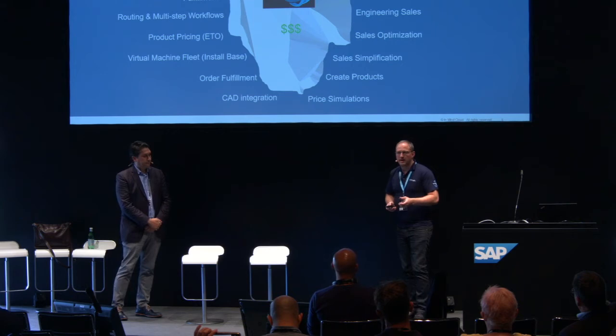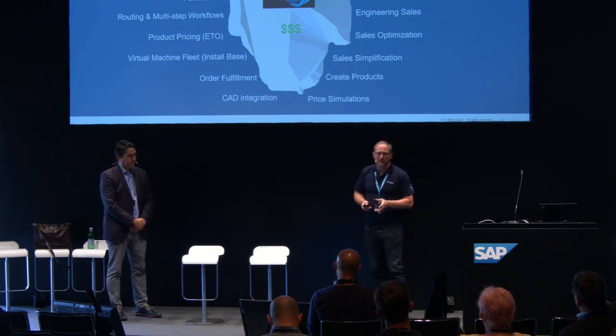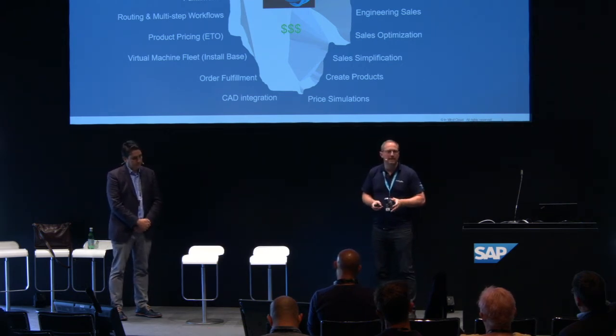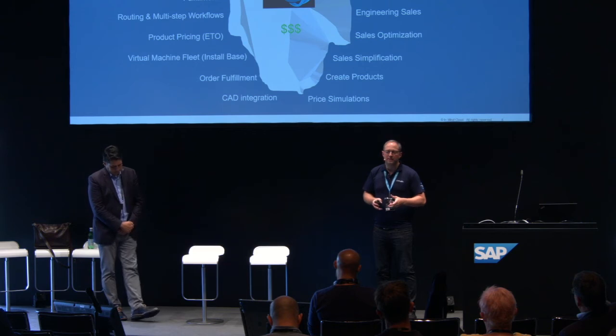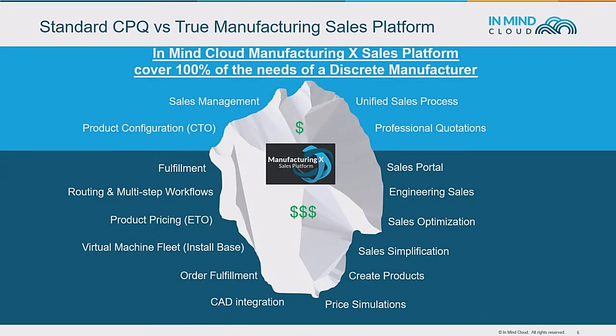So looking again at this, I think the iceberg really illustrates, in a very easy way, how to differentiate standard CPQ from a true manufacturing sales platform, so as to cover 100% of your needs. And how do we fulfill that with our software?